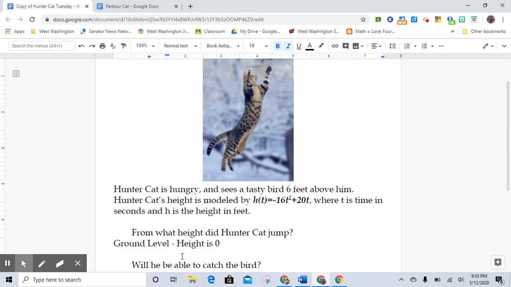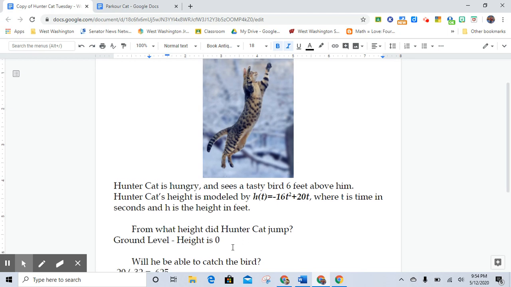Will he be able to catch the bird? Well, this is about the vertex, about the height that he achieved. The maximum height that he achieves doesn't have to be exactly 6 feet, but it needs to be at least 6 feet. Because if he didn't make it to this height, then there was no way that he is going to catch the bird. If he made it above that height, then at some point he would have gotten to the 6 foot mark. And since we don't know anything about the left-right orientation of this, because this is all time versus height, it's still plausible that he will catch the bird going past that 6 foot mark.